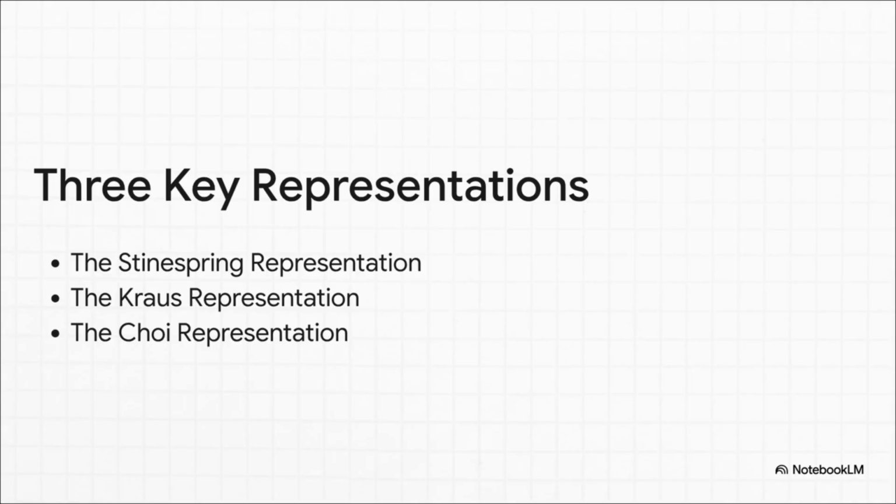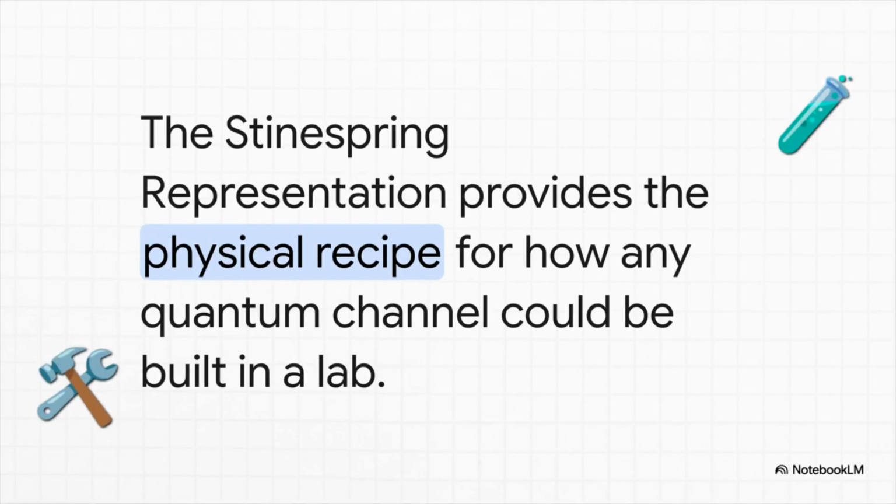Let's start with Stinespring. I love this one. I like to call it the physical recipe because it gives us the most intuitive physical picture of how a quantum channel actually works. It basically tells us how we could, in theory, build any channel from scratch in a lab. This recipe reveals something absolutely incredible: that any noisy, messy, imperfect process can be thought of as just one part of a much bigger, perfect operation that we're only seeing a piece of.